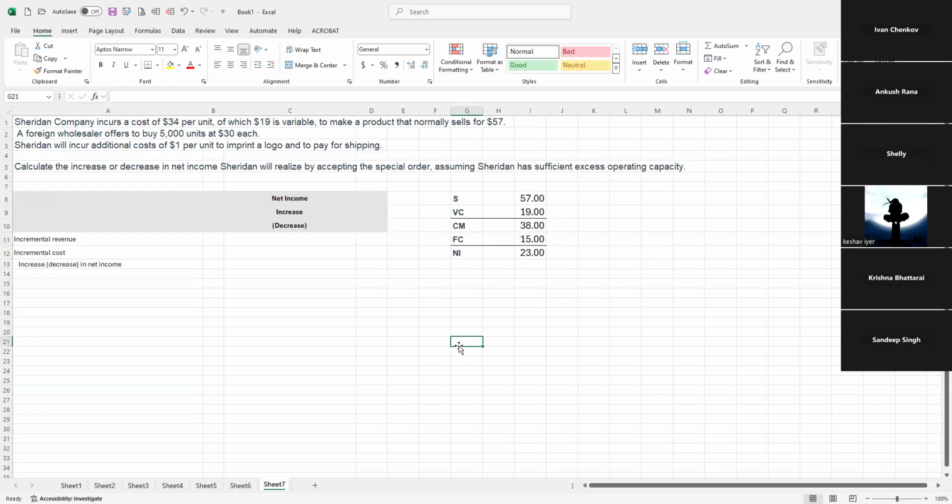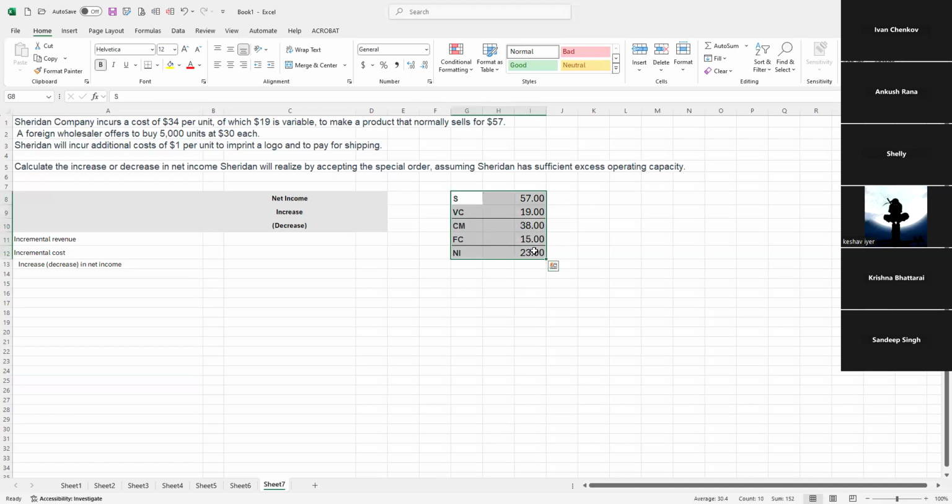Make sense? 57 minus 34, does it give you 23? Yes. Okay, so 23. 57 we're selling, 34 is the total cost, 19 plus 15 is 34. We generated 23 in the normal selling business of this product. We're generating $23 income from this cost structure.